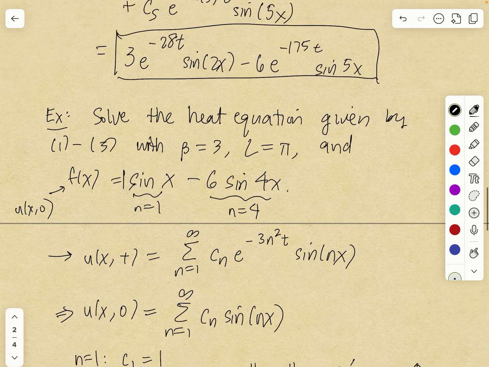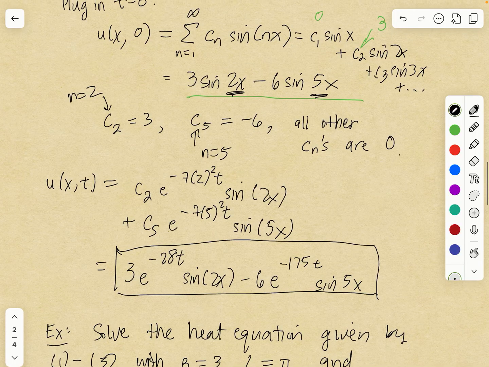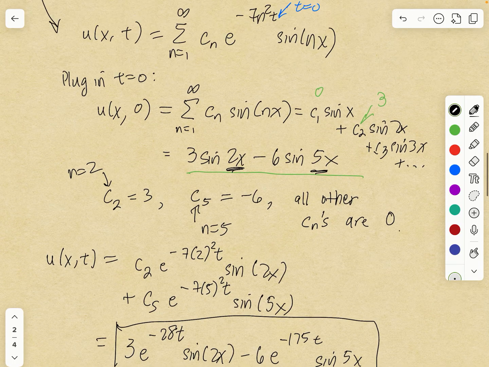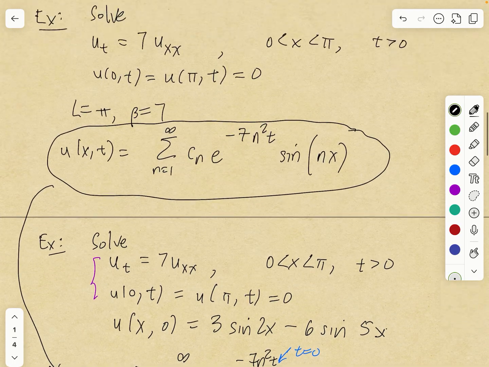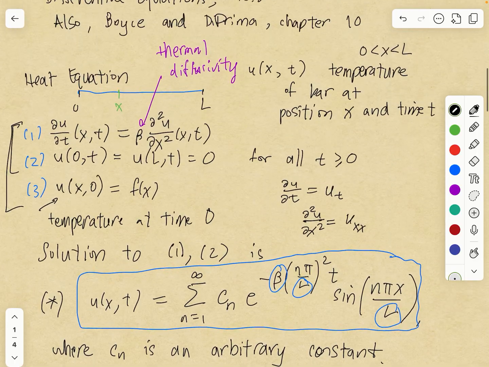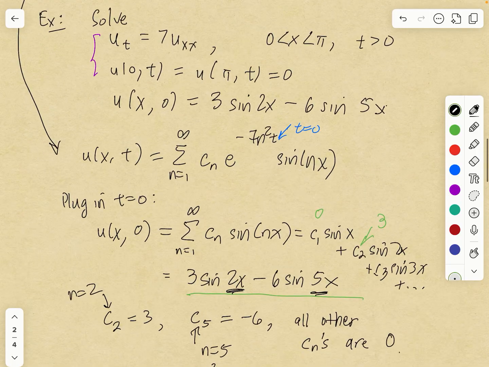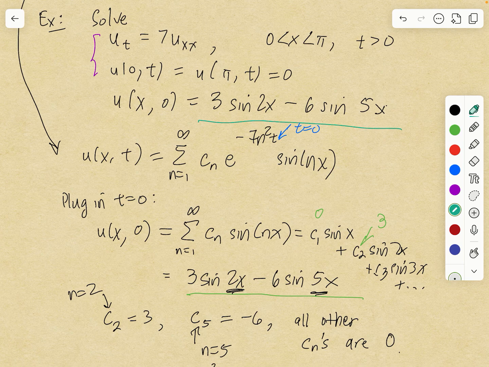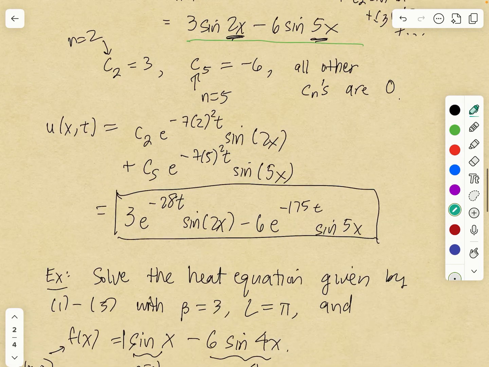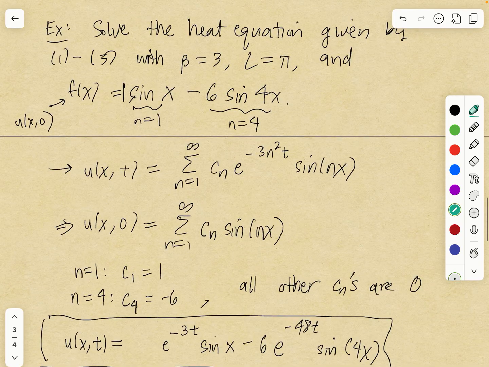So solving these heat flow equations, once you know the formula for the u of x,t, is pretty easy as long as your f of x is a sum of sines. Like in the first example, your f of x was a sum of sine functions, and then you just plug in t equals 0 and then match them. And in the next example, it's the same concept. It's a sum of sine functions.